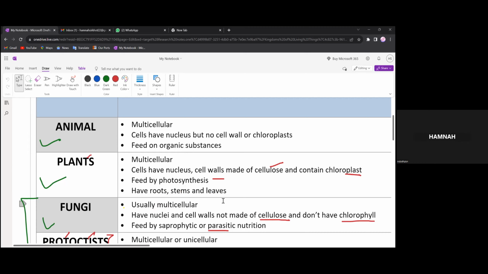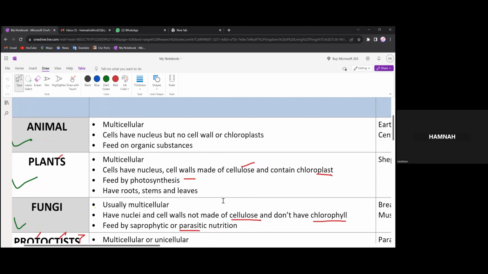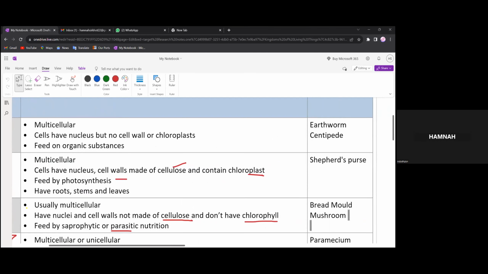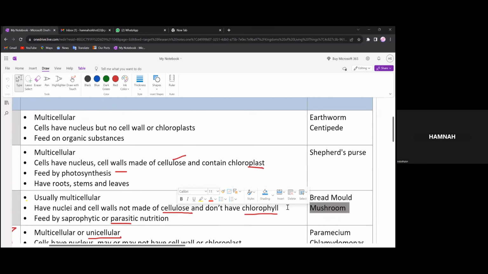Think logically. If you think about fungi, you can think of characteristics from an example. A mushroom is a fungus. So what's new about a mushroom? You know that mushrooms grow on trees, right? So it should have a cell wall.